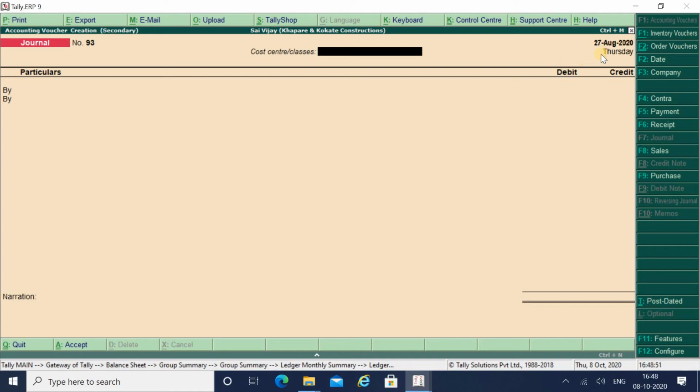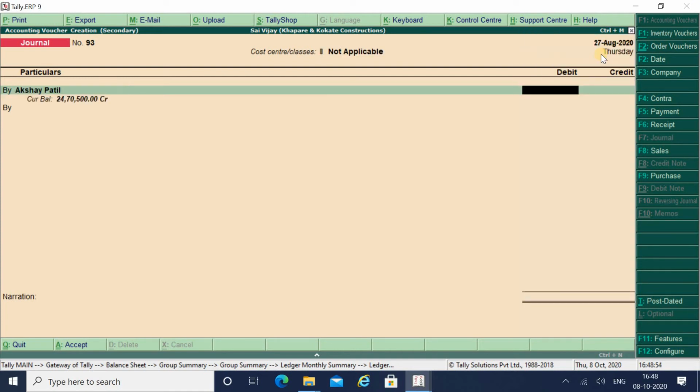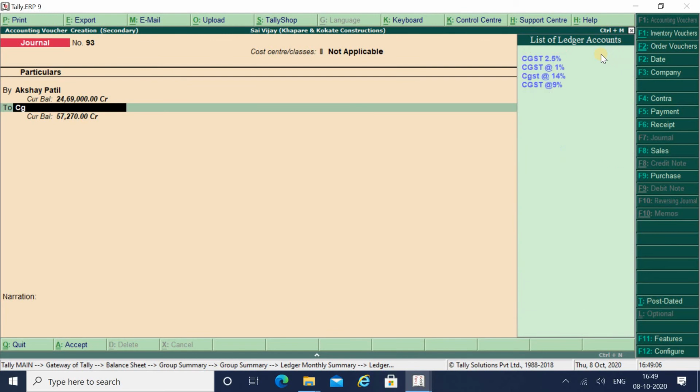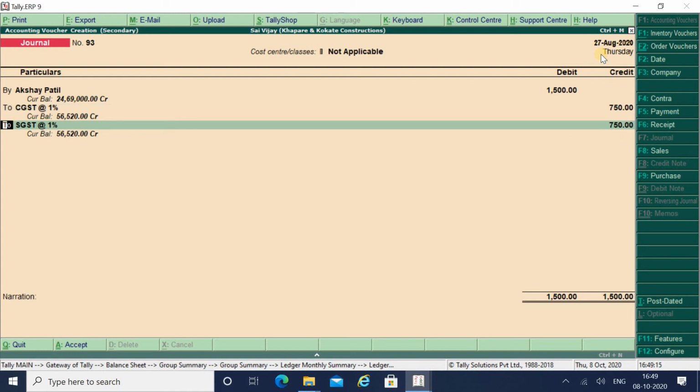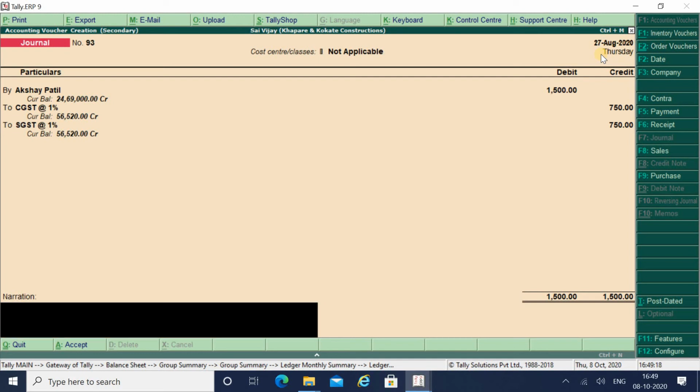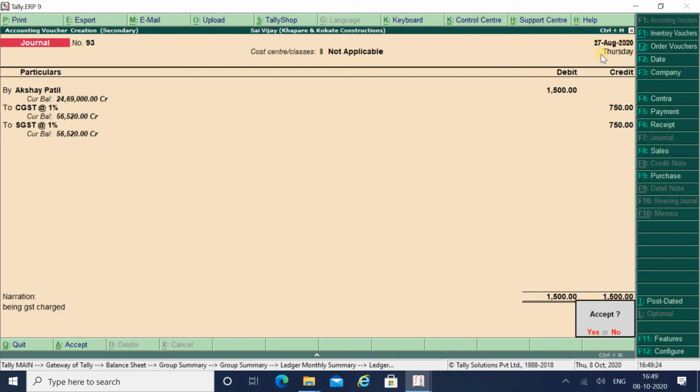So I will be making my entry on 27th August only. You have to debit your customer for 1,500, because 1% of 1,50,000 comes to 1,500. So CGST 1%, which is my outward CGST, I will be paying as 750, and SGST 1% is 750. So, being GST charged for 1,50,000 at 1%, which comes to 1,500, out of which 750 will be CGST and 750 will be SGST. Alright, accept this entry.